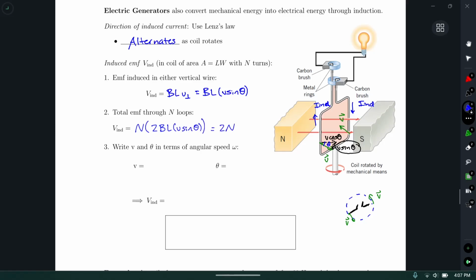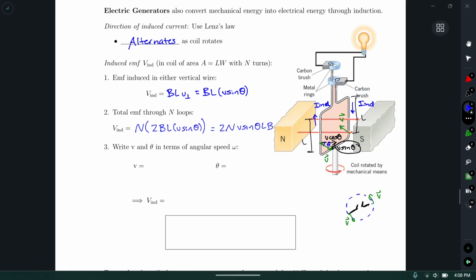I'll just regroup things. 2N V sine theta L B, where L is the length of either wire, B is the strength of the field, N is the number of loops, V is the speed at which the loop is rotating in meters per second, theta is the angle between the normal to the loop and the magnetic field, and that is it. So it's a lot, but we'll see where this is going in just a second.